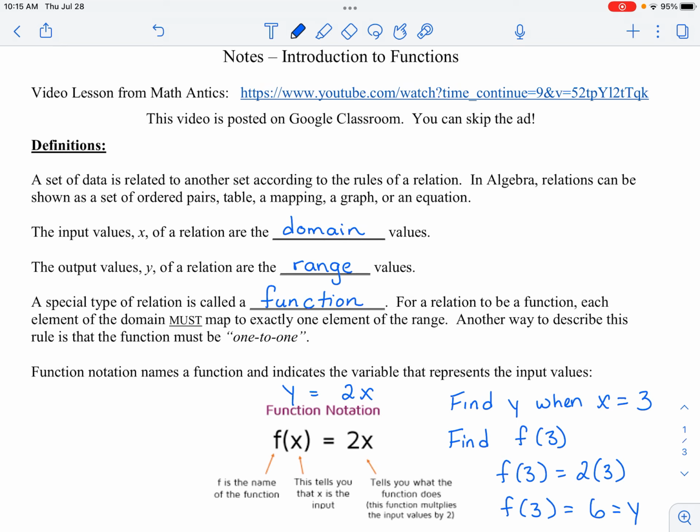In the next video, we're going to take a look at how to identify the domain and range of a relation, and then also how do we decide if it's a special thing called a function or not.